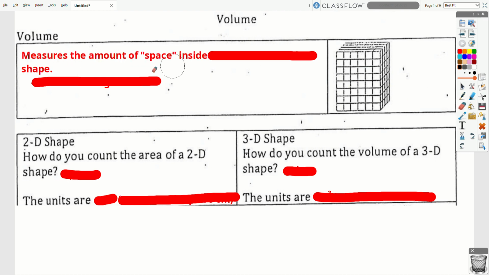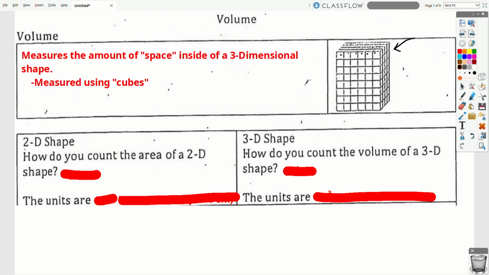And so volume is a measurement of the amount of space inside of a three-dimensional shape, and it's measured using cubes. If we see this rectangular prism here, if we were to count all of these cubes, 1, 2, 3, 4, 5, 6, 7, 8, 9, every single one in this whole shape, that's volume. So it's kind of like you're filling it up. It's kind of like area, except the three-dimensional version.